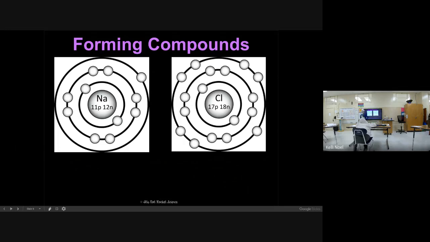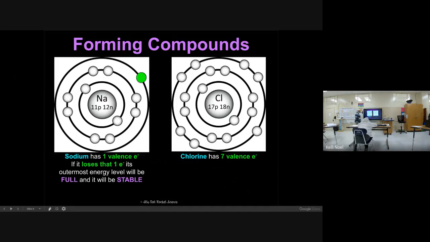All right, so sodium has 1 valence electron right here. Valence is on this outermost ring. If it loses that 1 electron, so if we could take that 1 electron away, it would be stable because it would have 8 electrons there on that second one. So this is the one it wants to lose. Chlorine has 7 valence electrons. It just needs 1 more to be full. So if it gains 1 electron, it will be full and stable. So it has 7. It needs 1. Sodium wants to give 1 away to be stable.